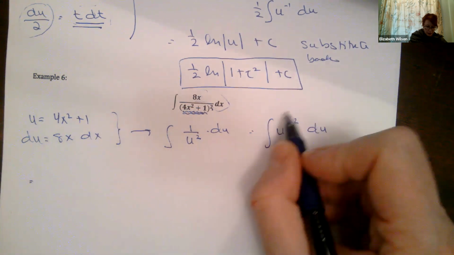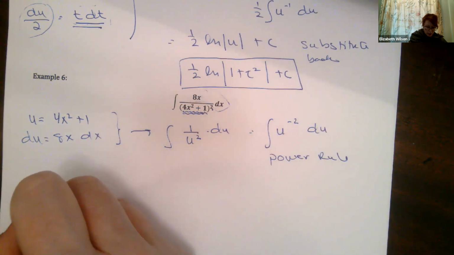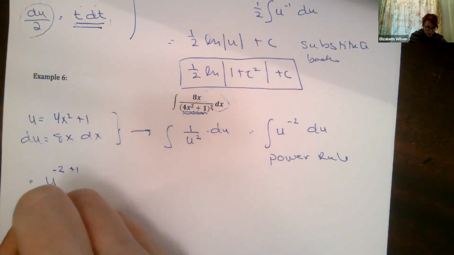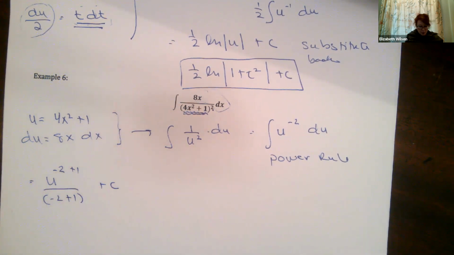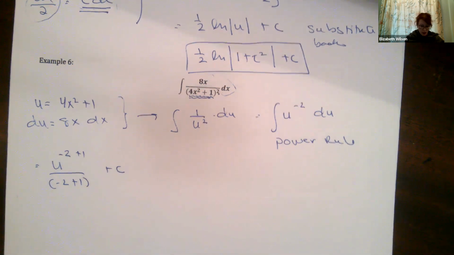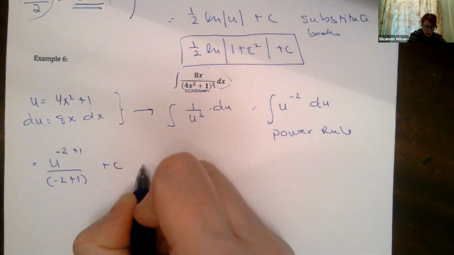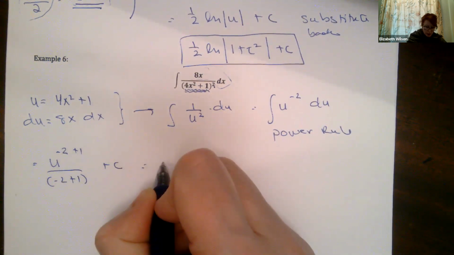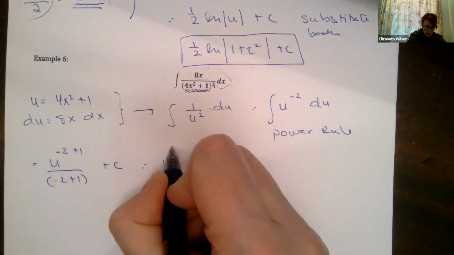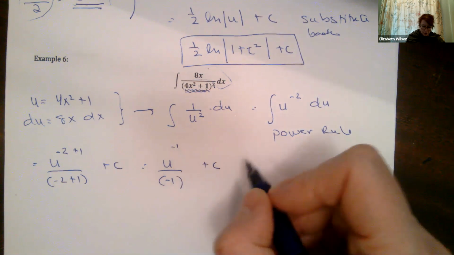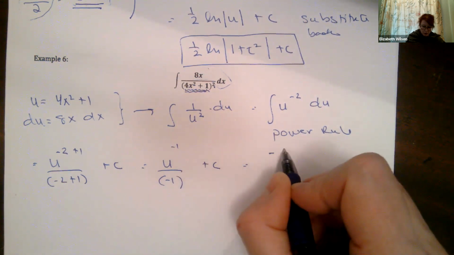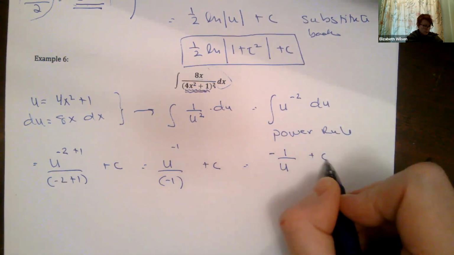When I integrate this with the power rule, I'm going to get u to the minus 2 plus 1 all over minus 2 plus 1, and I'm going to add in my plus c. I'm spelling this out so you can see what it is, because this is a common mistake that people make. When I do this minus 2 plus 1, I get u to the minus 1 all over minus 1, plus c. So this is equal to minus 1 over u plus c.